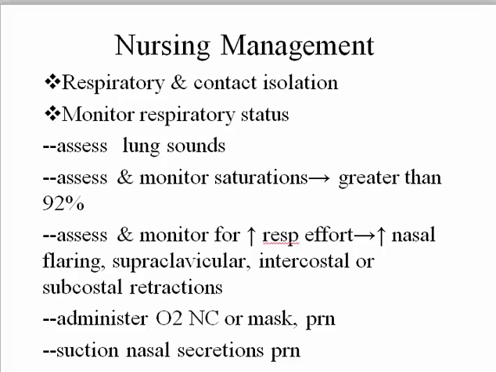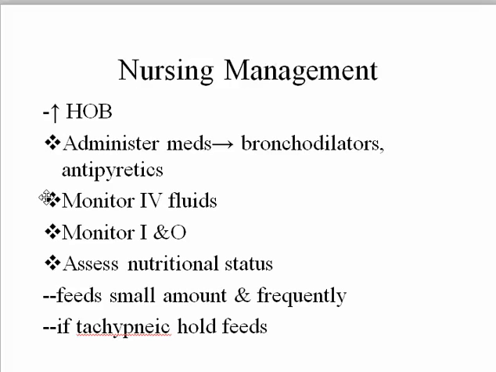Okay, and then also you want to elevate the head of their bed at least 30 to 45 degrees, because you want their lungs to be able to expand as much as possible when they're breathing. You want to administer any meds, so sometimes they might be on bronchodilators, and for their temperature they would be on antipyretics, or they might even be on Tylenol or Motrin just for comfort if they're irritable and fussy. You give them some Tylenol to calm them down.